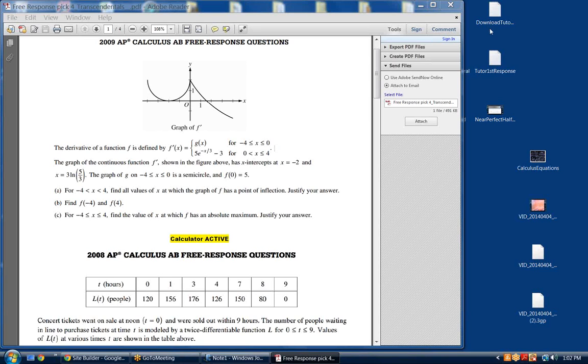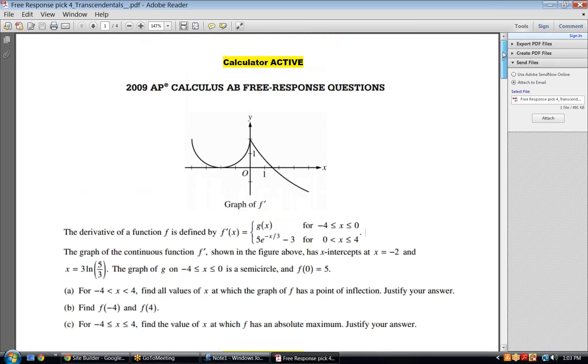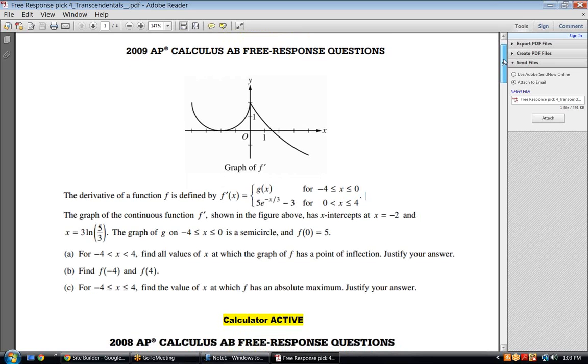So this is fine. It looks like this is just a straight review of the AP Calc, and that's cool. Okay, you want to start on this first problem here? Yes. Calculator active, okay.